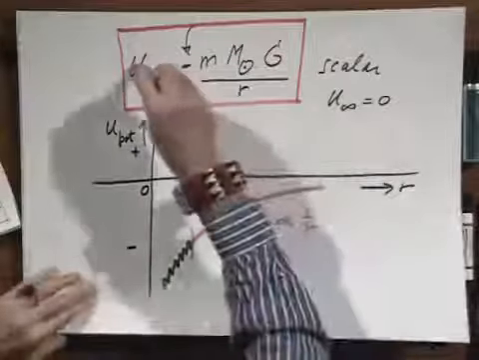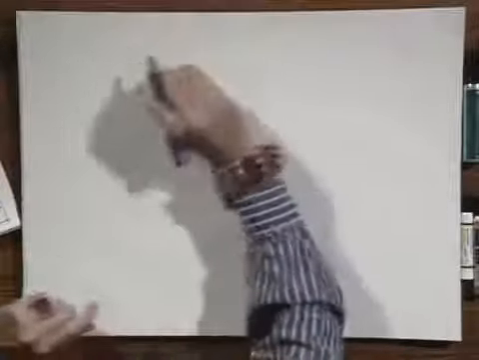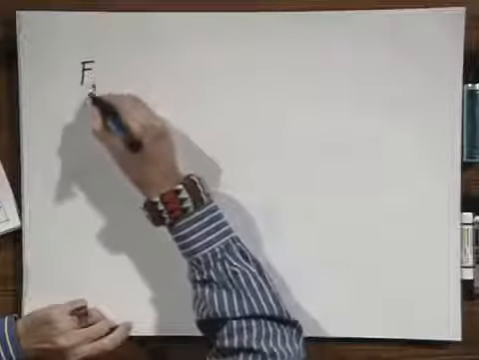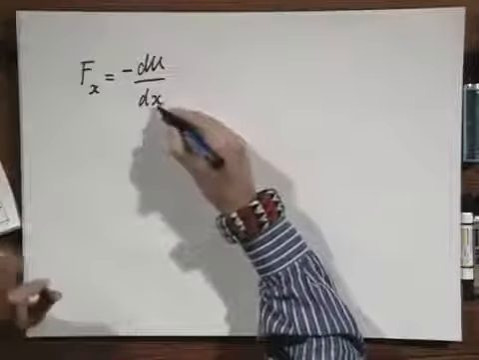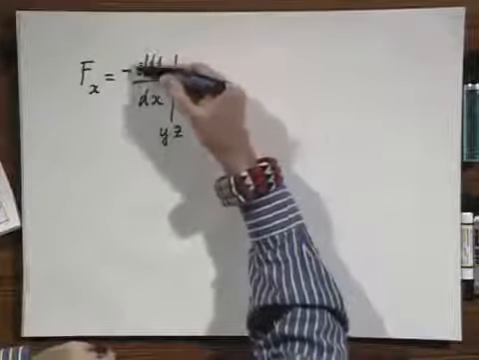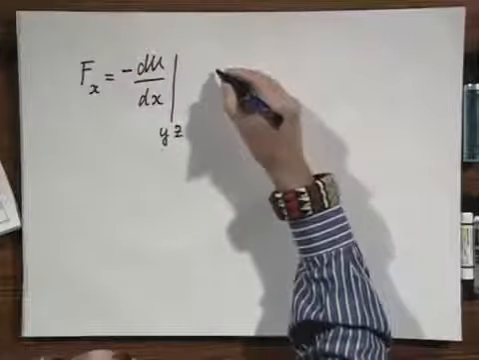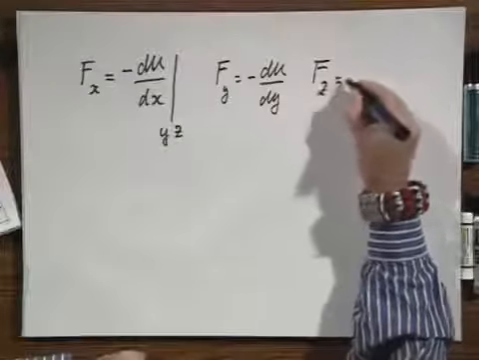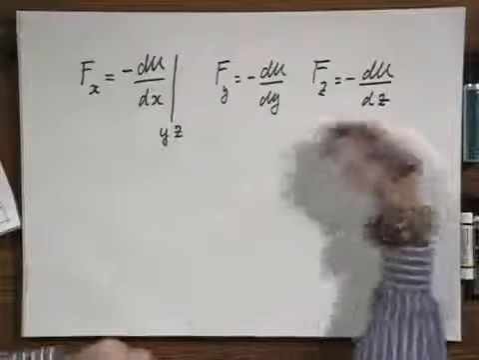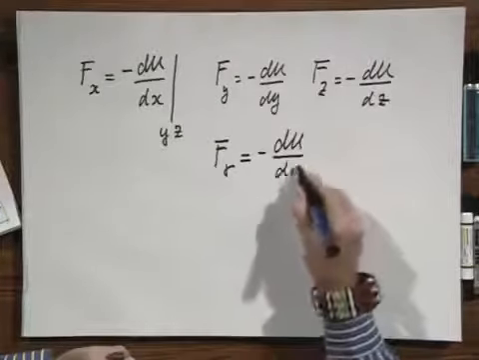Now, if you know how U depends on x, y, or z, or r for that matter, you can easily find the vector components of the forces that are responsible for the potential energy. F of x, that is the x component of that force, equals minus dU/dx. What does that mean? I move the object only in the x direction, I keep y and z constant, and then I watch how the potential energy is changing. This equation then gives you the x component of that force. Equally, Fy equals minus dU/dy, and Fz equals minus dU/dz. And if you have something that only depends on radius, like the case of the sun, Fr equals minus dU/dr.